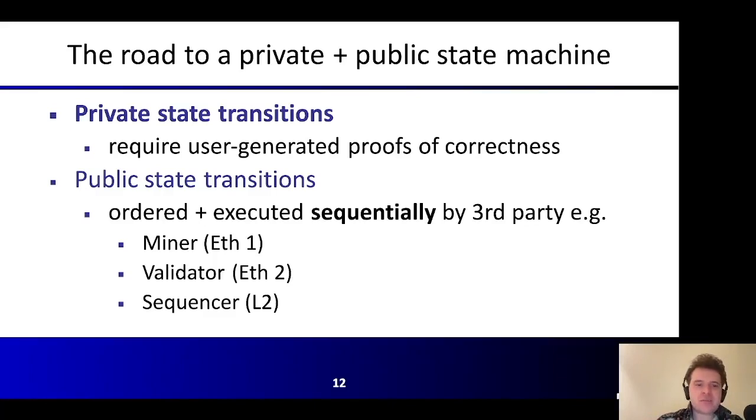So for example, in Ethereum, the public state transitions are ordered and executed by validators. So a validator will construct a block, then Ethereum nodes will then execute the transactions in the block. This used to be performed by miners back when Ethereum was proof of work. And in layer twos, these are generally performed by sequencers.